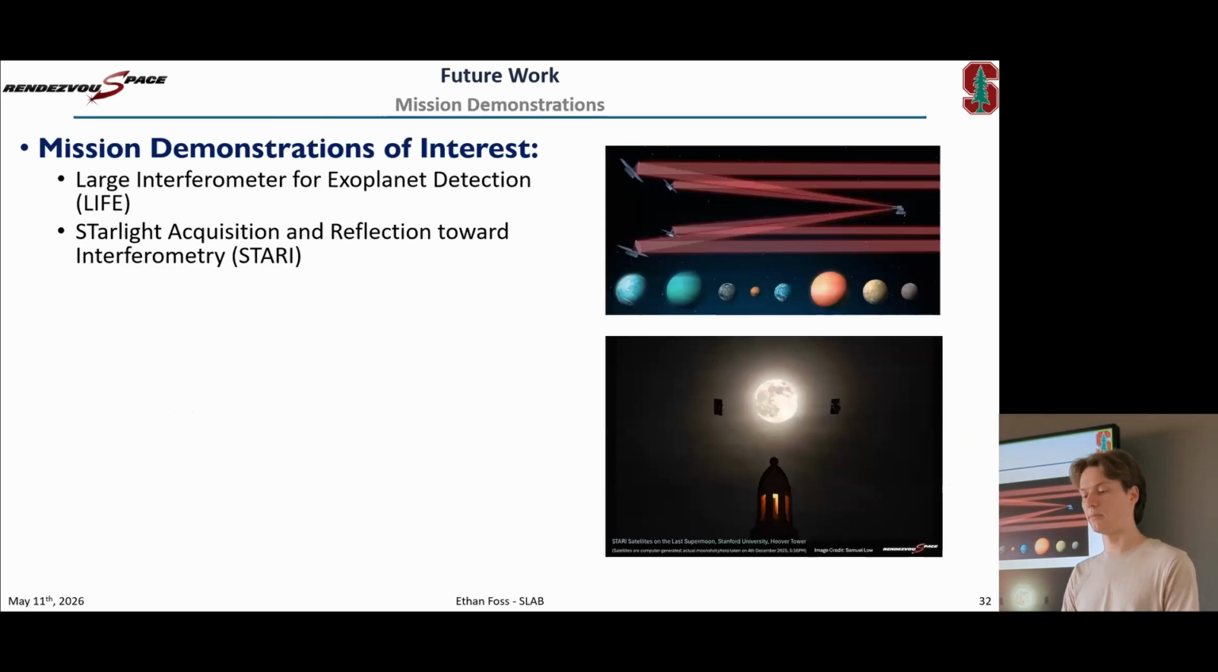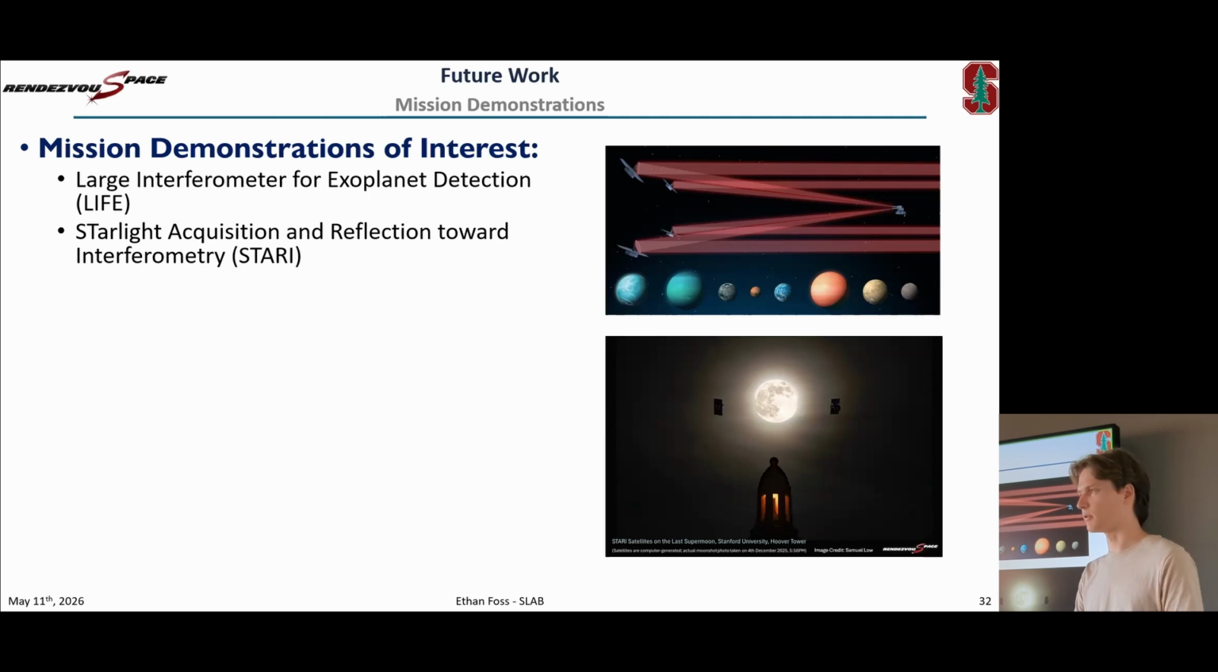And then the last thing I'll mention is the idea of extending these techniques to relevant mission demonstrations. So in this slide, I'd like to bring up the LIFE mission, Large Interferometer for Exoplanet Detection, and the STARry mission, Starlight Acquisition and Reflection Towards Interferometry. And the really interesting thing here is that as part of the PhD, I've been fortunate to work on the STARry mission. And the STARry mission itself is a technology demonstrator for the LIFE mission, which plans to inhabit a Sun-Earth Lagrange point orbit. And so basically what that means is a lot of these techniques for doing formation flight need to naturally extend to these new regimes.